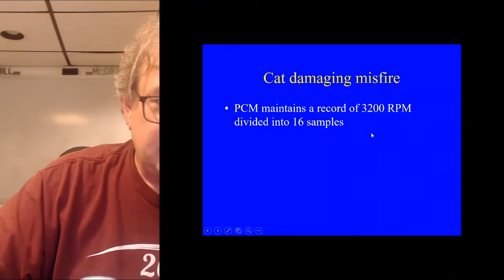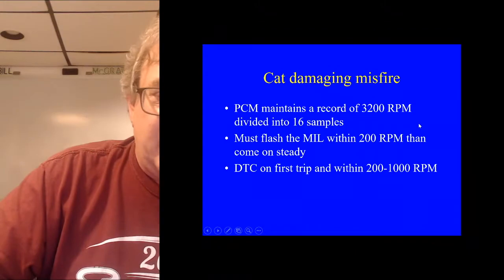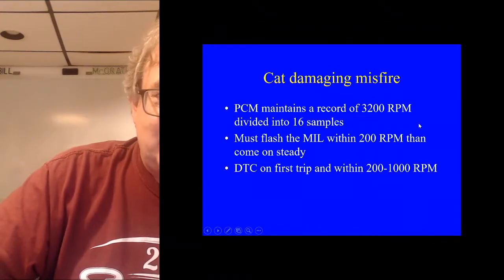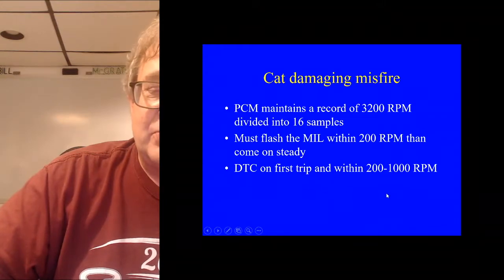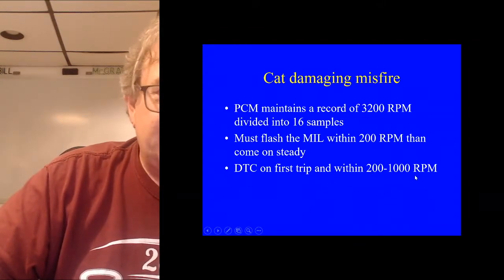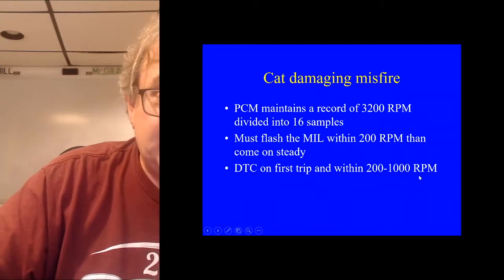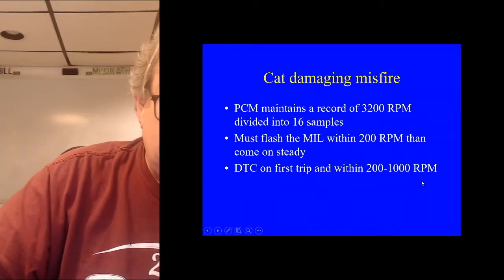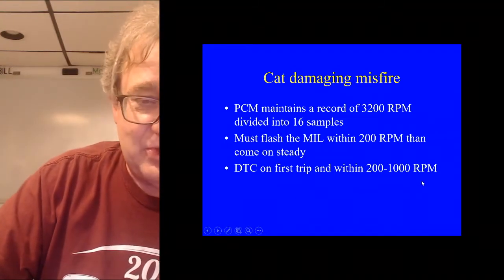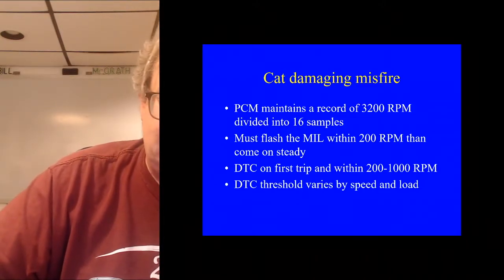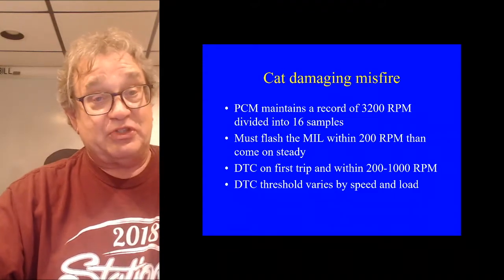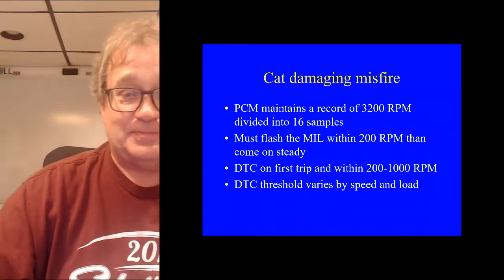It's a new world every 3,200 crankshaft revolutions. Anyways, all right. So it'll flash the mill on that 200 RPM cycle and then come on steady. First DTC on a first trip within 200 to 1,000 revolutions of the engine, it'll trip very, very quickly on a cat damaging one. On the threshold, and the threshold varies by speed and load. Asterisk on that. I'll get to that in a second.